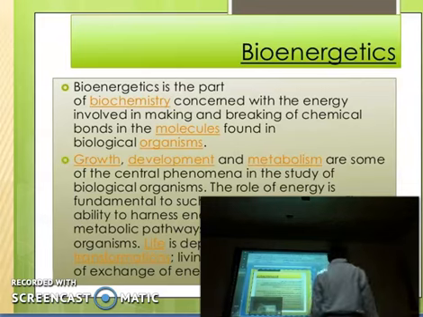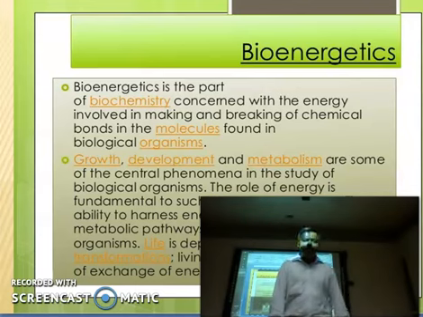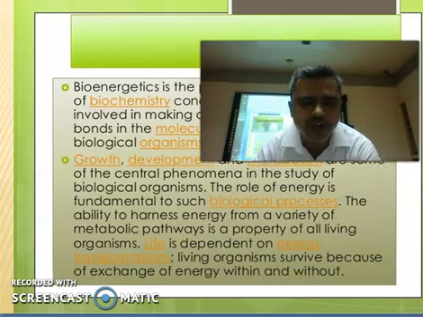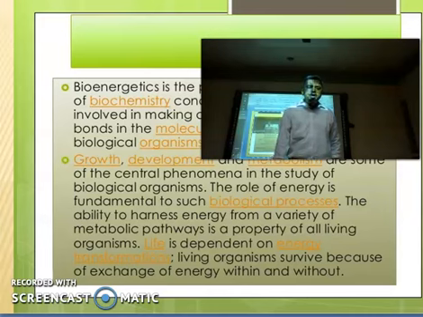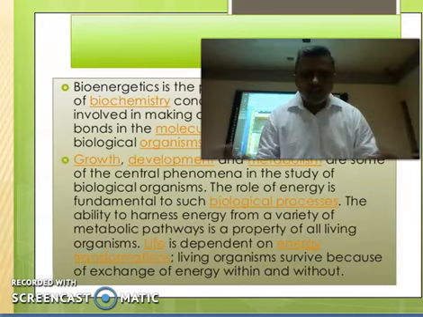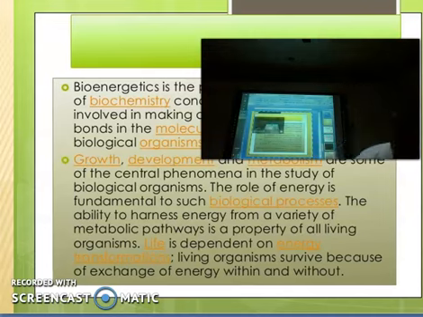Now what are they? One is growth, another is development, and metabolism. These are some of the central phenomena in the study of biological organisms. The role of energy is fundamental to such biological processes.